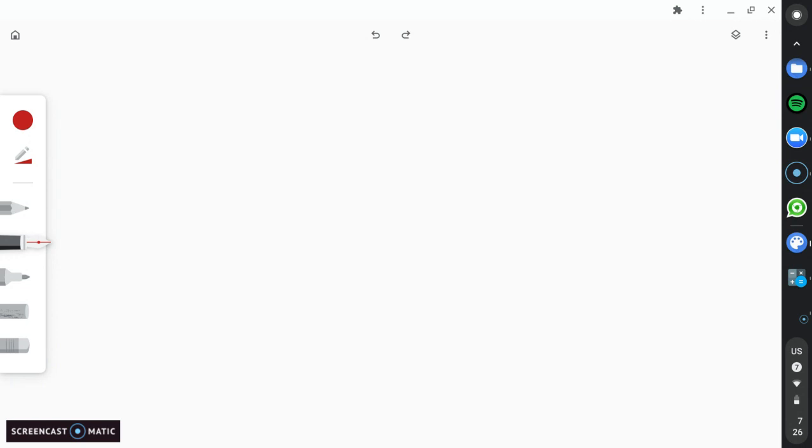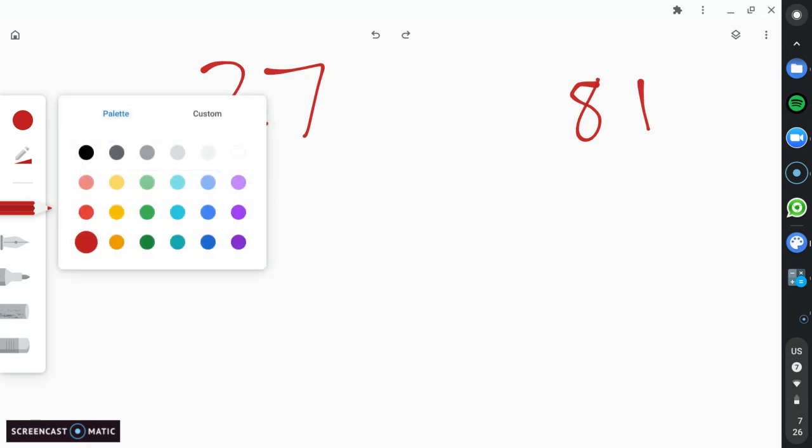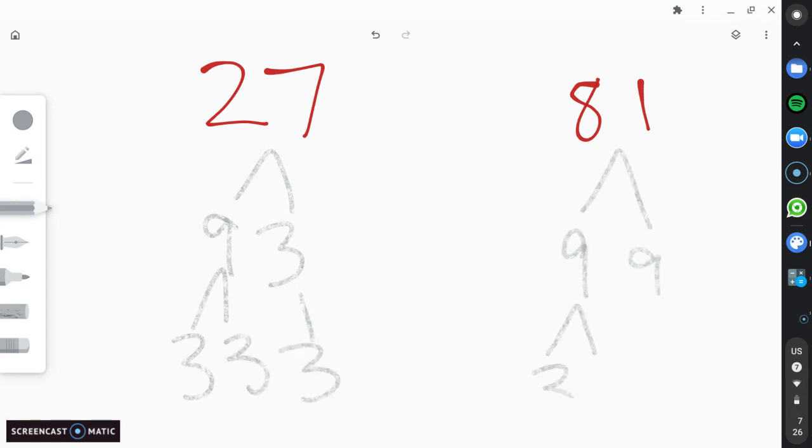Okay, you should have done the second problem now. The one where you had the numbers 27 and 81. I'm going to do the factor trees now again pretty quickly. Ooh, lots of threes.